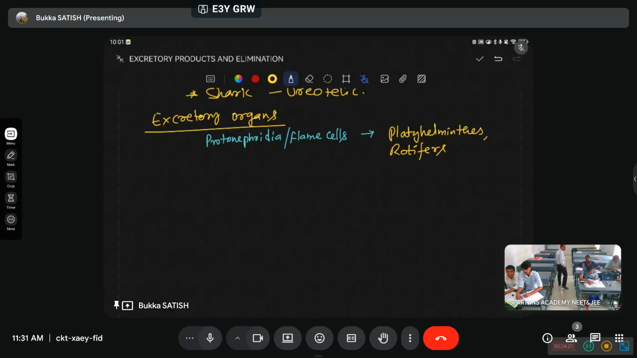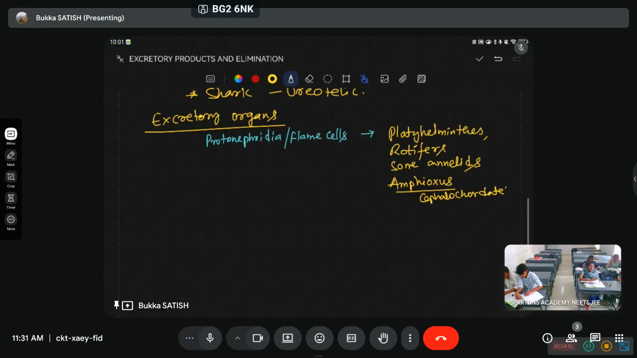You just write the list of excretory organs in different animals. Protonephridia, or flame cells, in platyhelminthes, rotifers, some annelids, and then Amphioxus. Amphioxus is actually a cephalochordate. If you already know this group, it's okay. Otherwise, we'll repeat this once again in the animal kingdom. So don't worry.